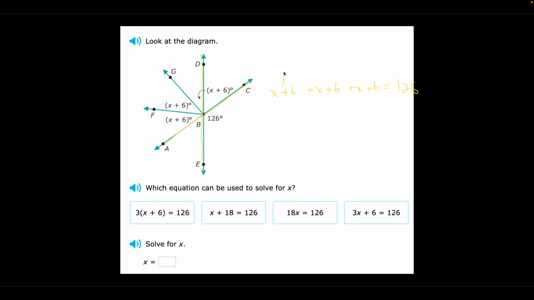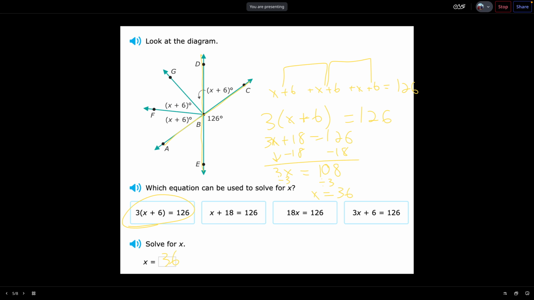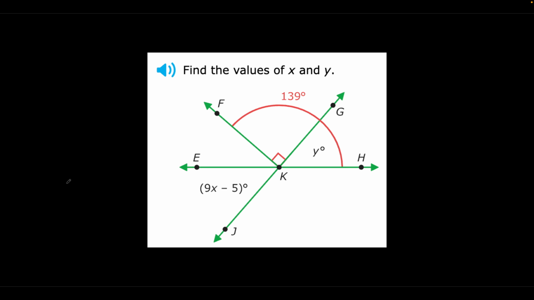Well, this is just x plus 6, x plus 6, x plus 6. There are 3 x plus 6's, and it equals 126. So here's the equation. To solve this, we should know how to solve it from here, so I'm going to skip through the work. And so here is the work to solve this equation. Once you do that, you get x equals 36.